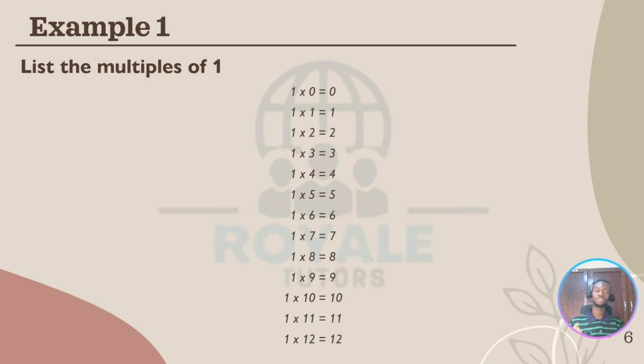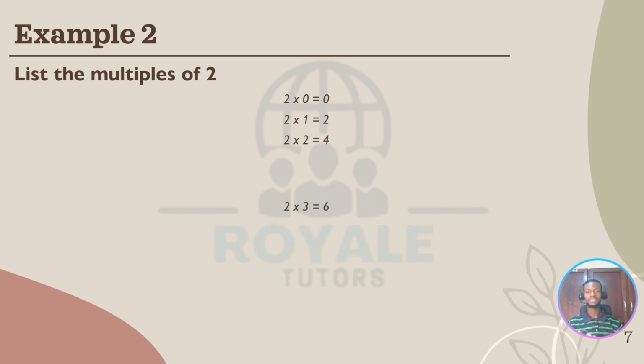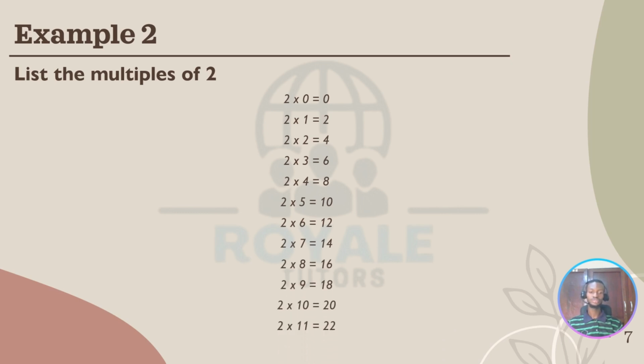And they are generated by multiplying by numbers. Now let's look at another example, multiples of 2. To generate multiples of 2, we multiply by 0 to get 0, by 1 to get 2, by 2 to get 4, by 3 to get 6, by 4 to get 8, by 5 to get 10, by 6 to get 12, by 7 to get 14, by 8 to get 16, and we get 18, 20, and 22.